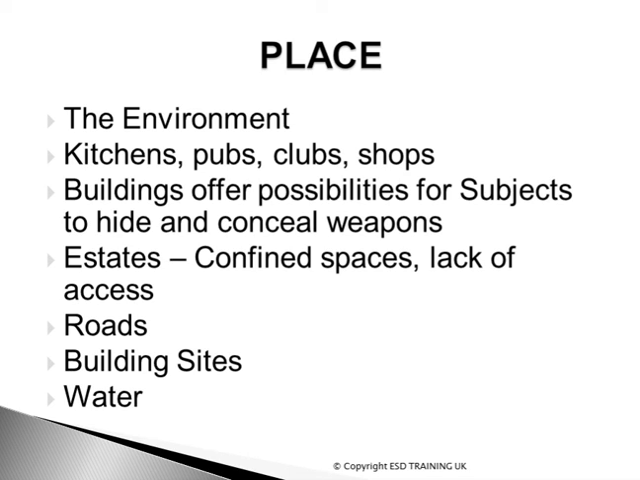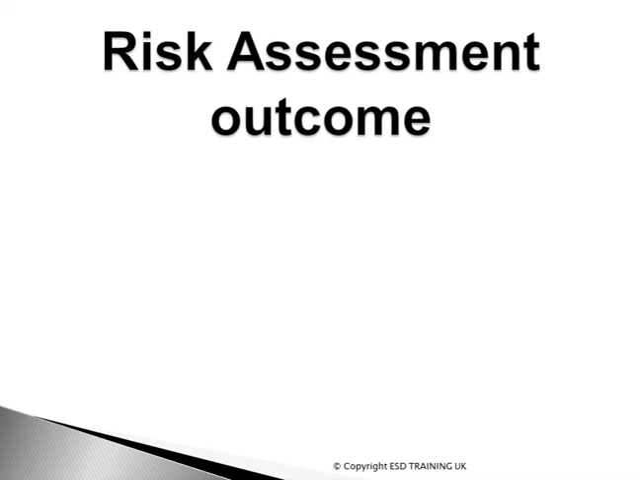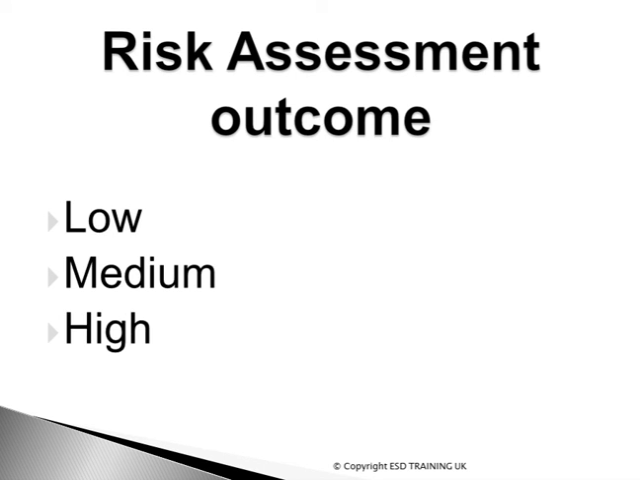And again, one which is massively overlooked, water, which includes canals, ponds and lakes, streams, rivers, and of course the sea. The risk assessment outcome. So once you've gathered all this information, we're going to be looking at 4 different outcomes. Low, medium, high or unknown.